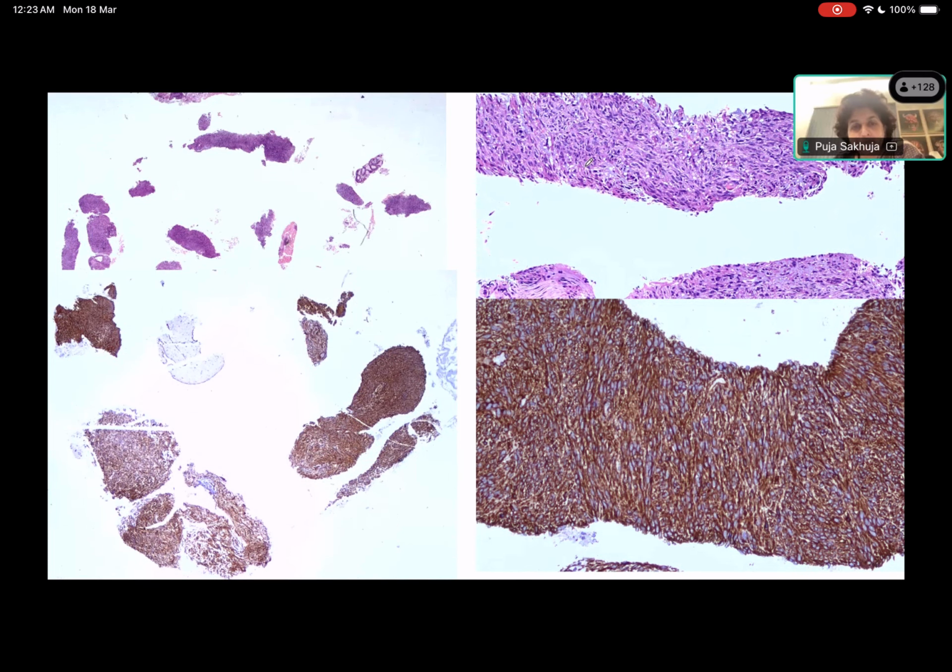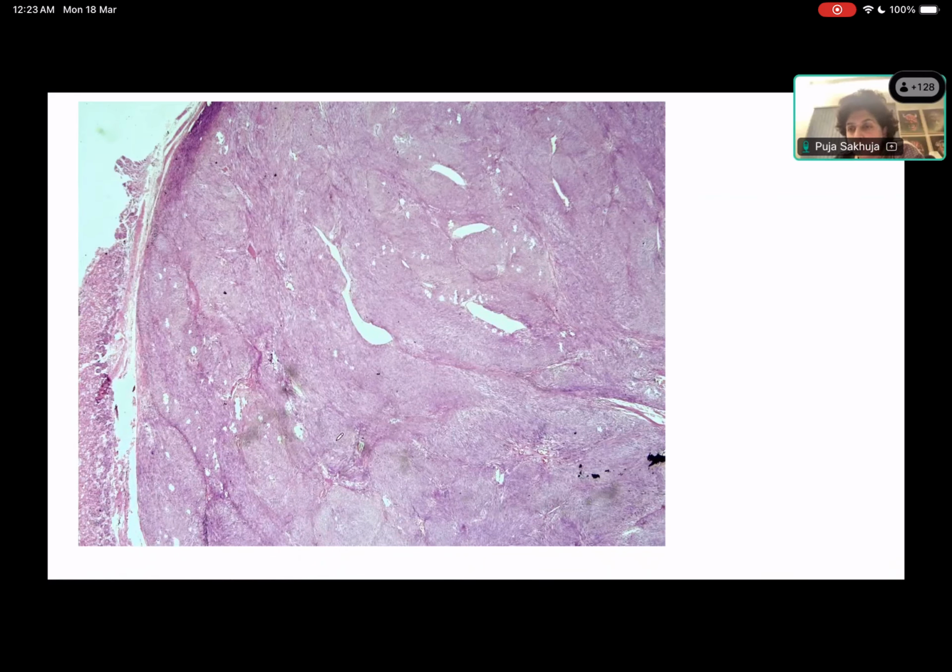Okay. Now this is another photomicrograph from a GIST. Here we can see the mucosa. Then what is this part? Mansi, what is this part? Where the pen is here, this part. What is this? Normal histology.